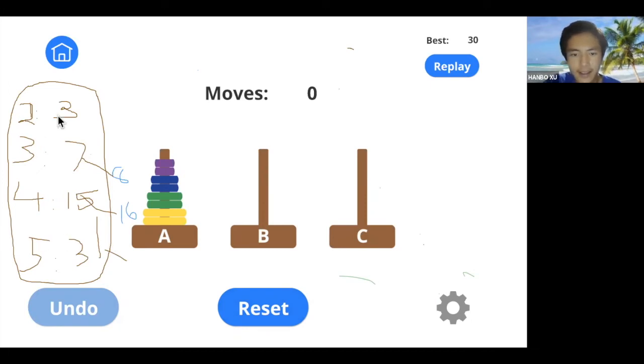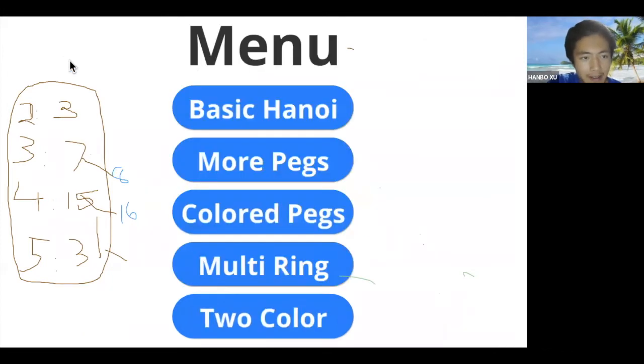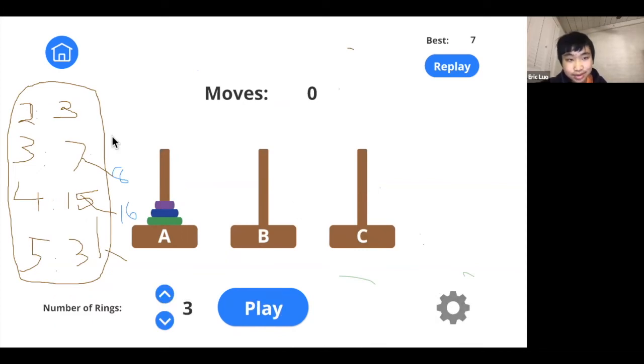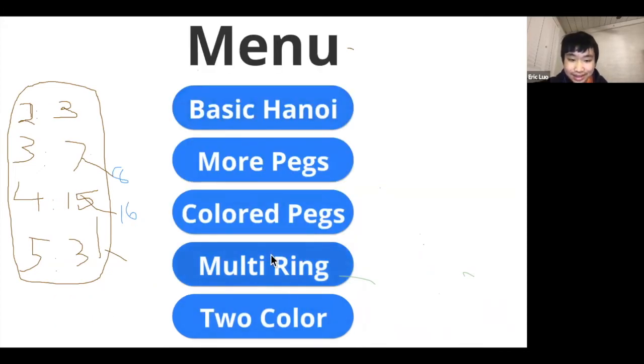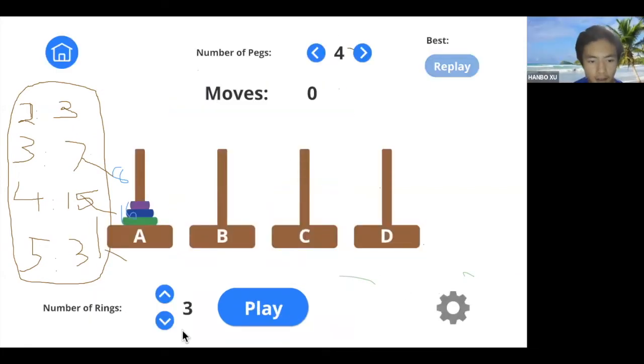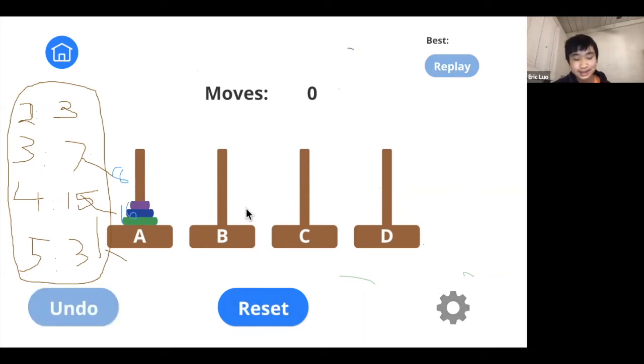All right, in that case, Eric, why don't we move on to the next exploration? So because we have 3 pegs right now, and we've only looked at rings, why don't we actually look at the number of pegs? So in this case, we actually have 4 pegs instead of just 3. So why don't we look at how we can solve this with 4 pegs?